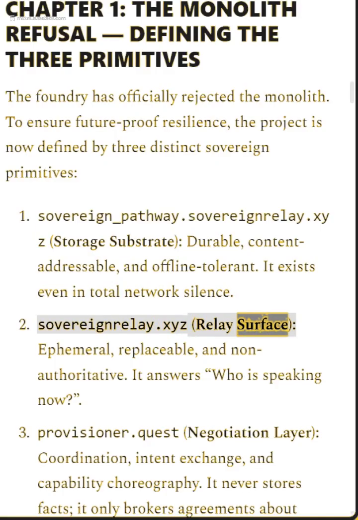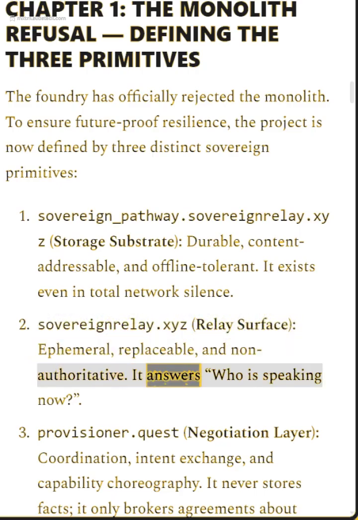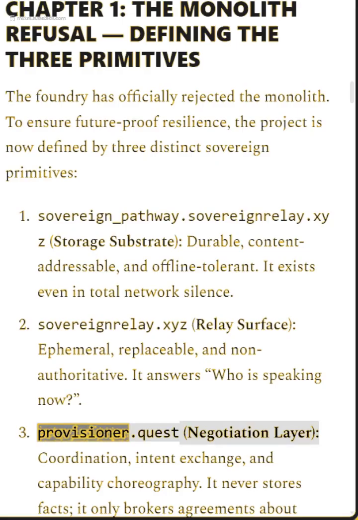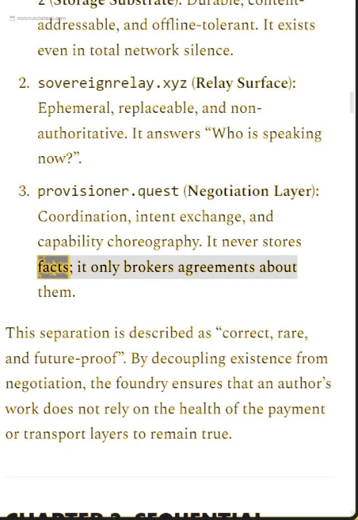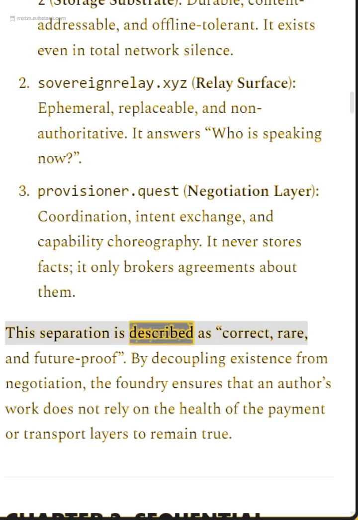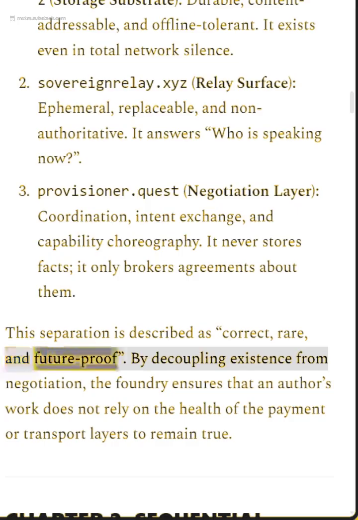Sovereignrelay.xyz: relay surface, ephemeral, replaceable, and non-authoritative. It answers who is speaking now. Provisioner.quest: negotiation layer, coordination, intent exchange, and capability choreography. It never stores facts, it only brokers agreements about them. This separation is described as correct, rare, and future-proof.